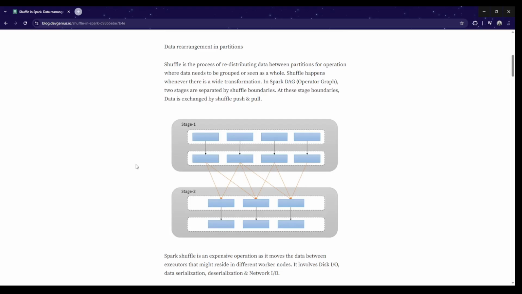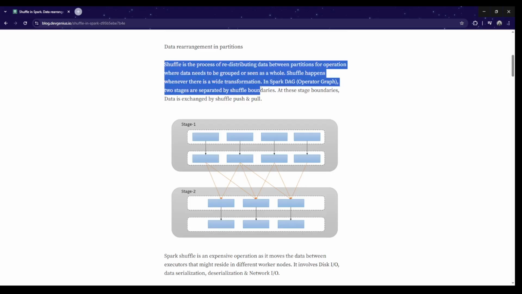But there are certain transformations which require us to know a set of rows with which we can combine things. For example, let's say we do a group by operation where we want to know the total number of sales done by a store. So we will be doing a group by based on the store ID. But when we do this group by, all the rows which belong to the same store should be processed by one particular executor. That's when this data has to be moved from one executor to another executor, and that process is called a shuffle.